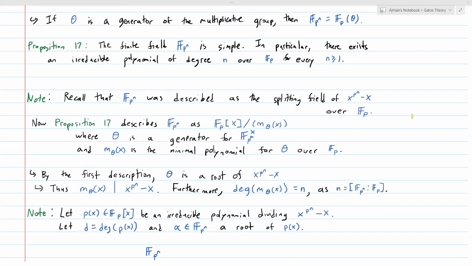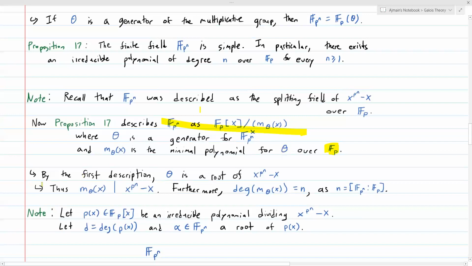All right. Okay, so this proposition, which presents the finite field as a simple extension of F_p, means that you're just taking the polynomial ring with coefficients in F_p and modding out by the maximal ideal generated by the minimal polynomial of theta. Right. So these simple extensions are isomorphic to quotients of polynomial rings, where you're quotienting out by the minimal polynomial of the element you're adjoining. So theta is the generator for this multiplicative group, and m sub theta is the minimal polynomial for theta over F_p.